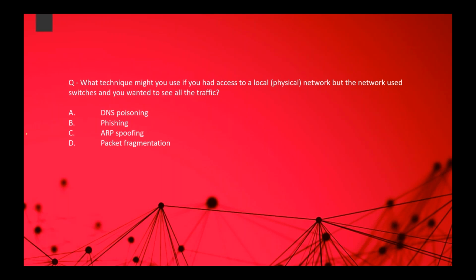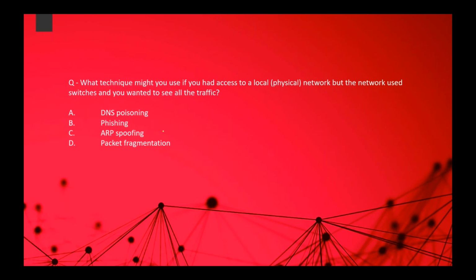I think it's C, because ARP spoofing can do that particular thing. Yeah. What do others say? I think C. Okay, C. Now DNS poisoning, phishing, packet fragmentation. Yeah, we can see that as well.